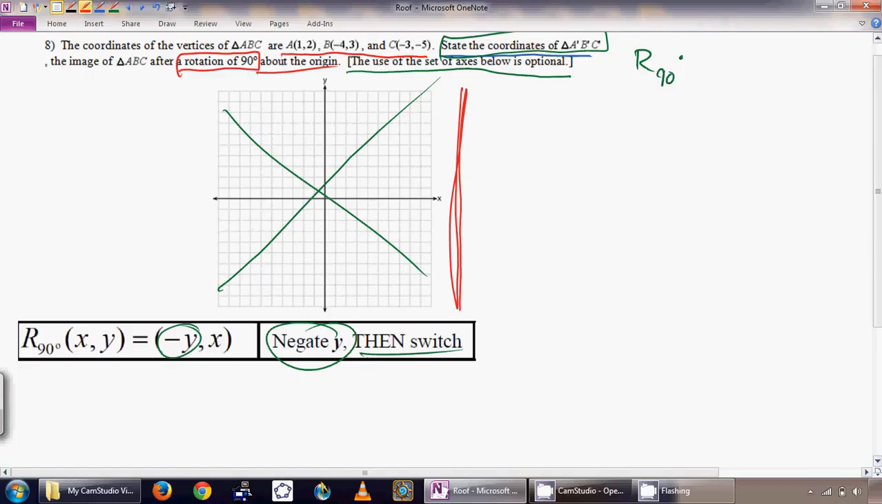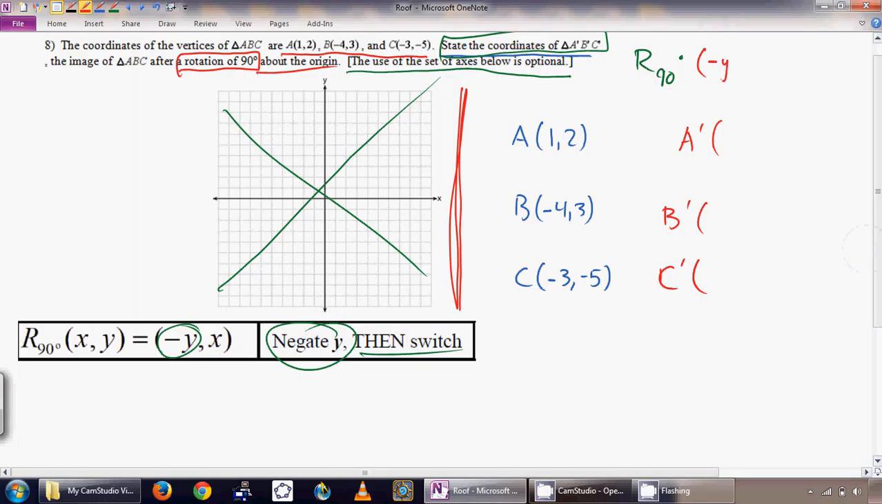So let me write out my coordinates. My pre-image, A, is (1, 2), B is (-4, 3), and C is (-3, -5). Even though they're provided for me, I still want to write them out. I'm taking the time to do it. I'll ultimately save time because I won't make a mistake, or I'll be less likely. So I'm going to put my rule up here because I don't want to have to take my eyes all the way down here to do the work. So I've got my rule in front of me. Now I'm ready to do the math.